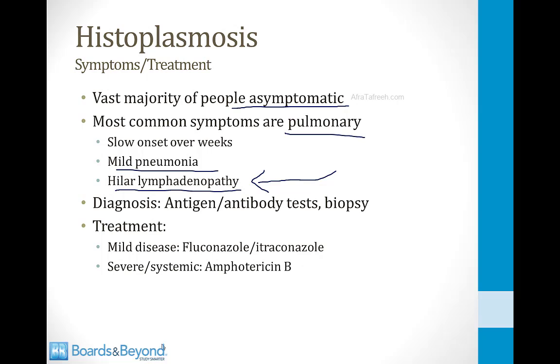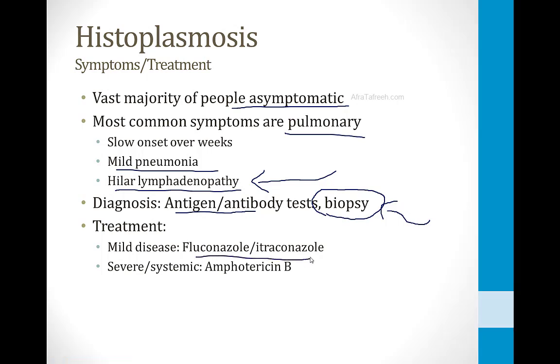You can diagnose histoplasmosis by blood tests for antigens and antibodies, but you can also do it by a biopsy. And on your USMLE Step 1 exam, they'll often show you a biopsy slide because it has some characteristic findings, which we'll see in a minute. And as I said before, this is treated the way all the fungal pneumonias are treated: fluconazole and itraconazole for mild disease, and severe or systemic disease treated with amphotericin B.